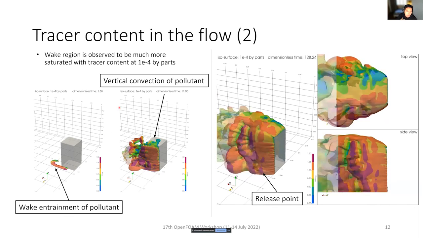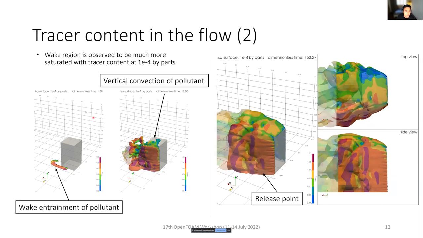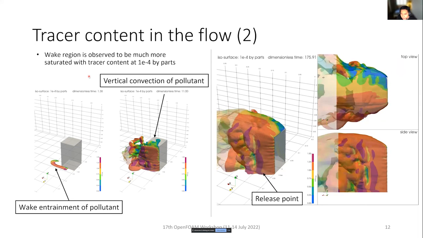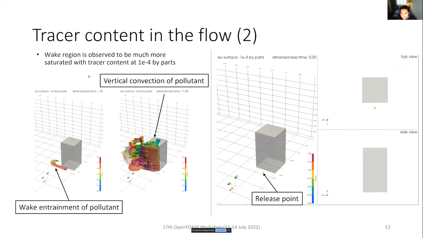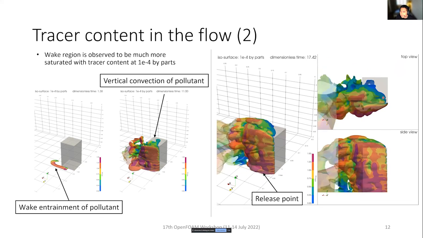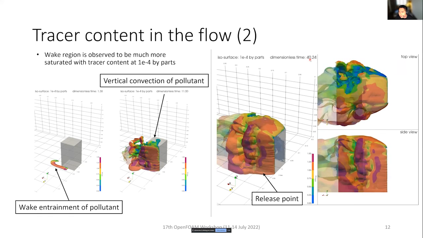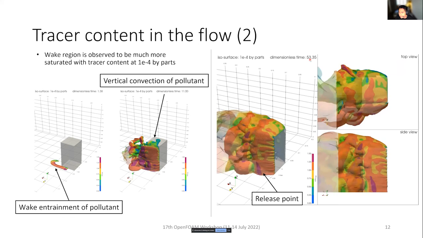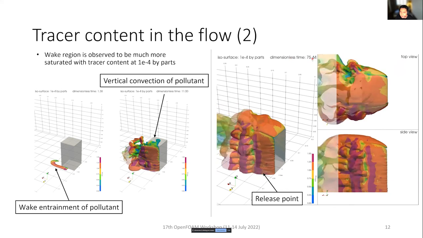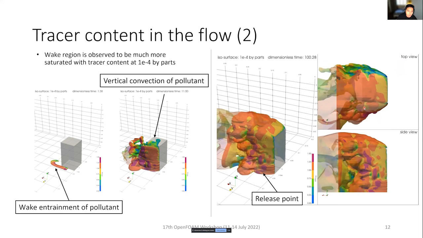All right. So the images that you see on the left are instantaneous snapshots showing the actual behavior of the tracer content in the flow. So if I were to just replay the video once again, this is the isosurface for 1e-4 by parts. We see the entrainment, and then we see a further spread. And the spread actually occurs fairly quickly. So at about 30 to 50 dimensionless time steps, we see that the entire wake is engulfed by that 1e-4 isosurface concentration.